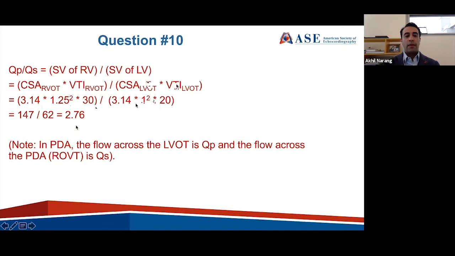One very important caveat to understand: this is a question that's asked about an ASD. However, if you have a question asking about a PDA, a patent ductus arteriosus, the flow across the LVOT is considered the QP, and the flow across the PDA or the RVOT is considered the QS. So make sure you don't flip those around when answering questions that are asking about PDA.